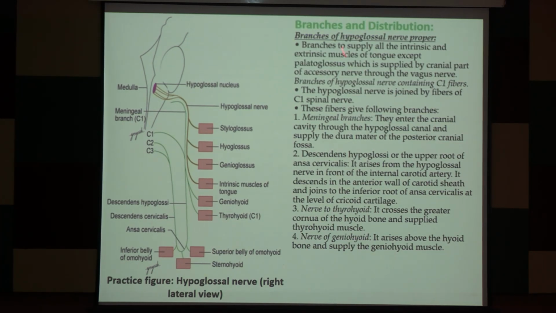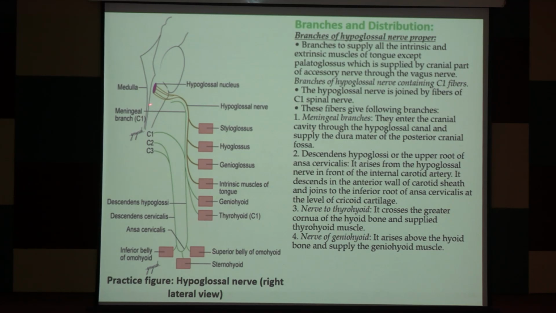Next we are going to branches and their distribution. Branches of the hypoglossal nerve proper supply all the intrinsic and extrinsic muscles of the tongue except the palatoglossus, which is supplied by the cranial part of the accessory nerve through the vagus. And branches of the hypoglossal nerve containing C1 fibers: the hypoglossal nerve is joined by fibers from the C1 spinal nerve, and these give these branches: meningeal branches, descendens hypoglossi, nerve to thyrohyoid, nerve to geniohyoid. Here are the nerve to geniohyoid and nerve to thyrohyoid.